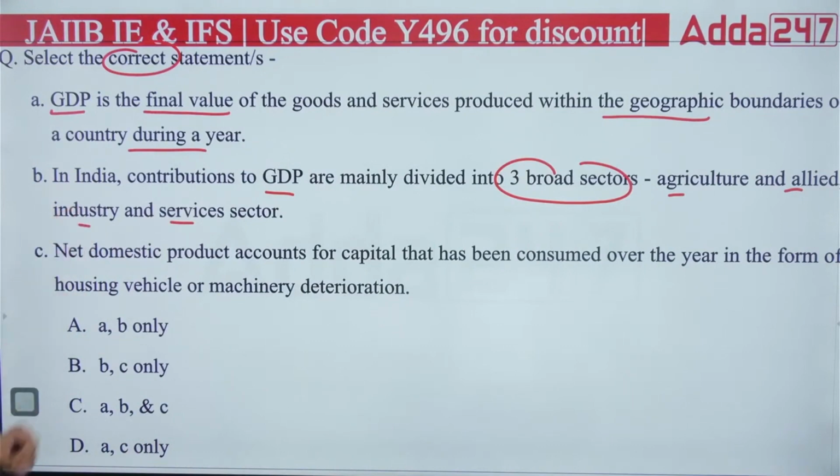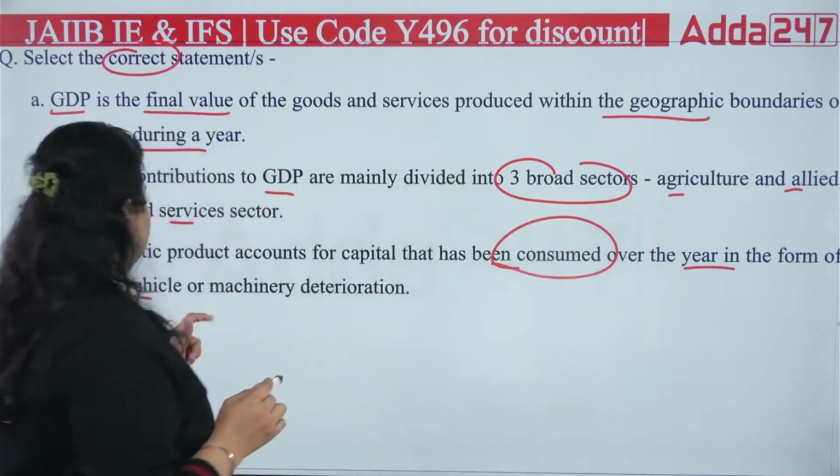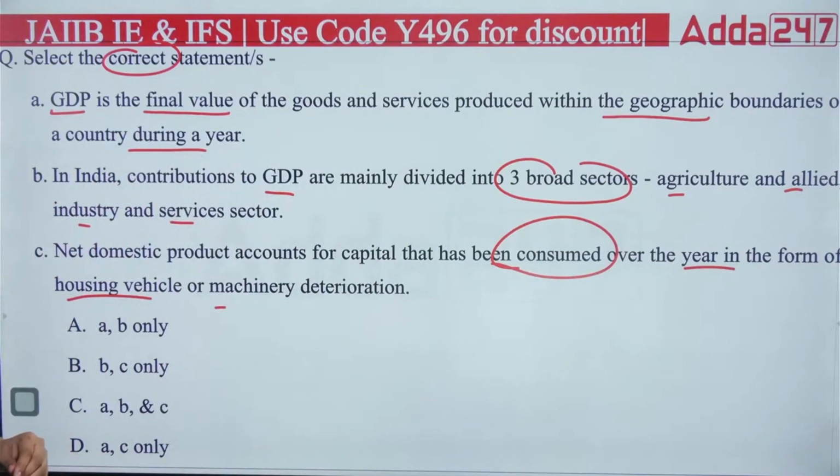Then, net domestic product accounts for capital that has been consumed over the year in the form of housing, vehicle or machinery deterioration. So, out of these statements you have to answer which statement is correct regarding GDP and NDP. Two statements are regarding the GDP and one statement is talking about NDP. Out of these three statements, which statement is correct here? A, B, C or D?